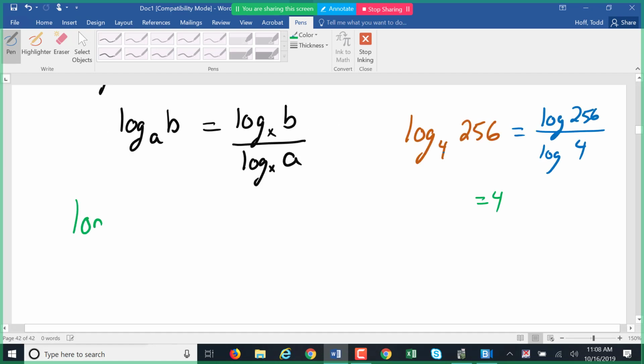If I try to calculate log base 5 of 15,625.